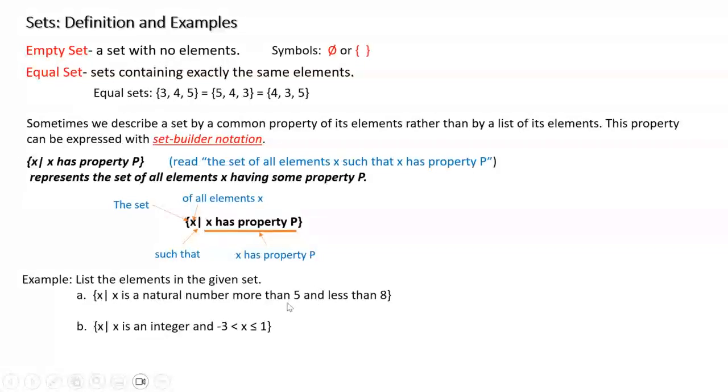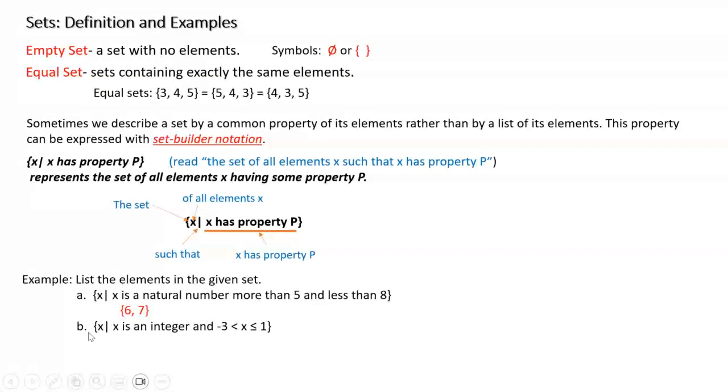Okay, so to answer this question, to list them is going to be the bracket. We're going to have 6 and 7. Why 6 and 7? Because it says a natural number more than 5 and less than 8, which means the 5 is not included, nor the 8. And the numbers more than 5 are 6 and 7, but less than 8. So this is my answer with a bracket, 6 and 7.